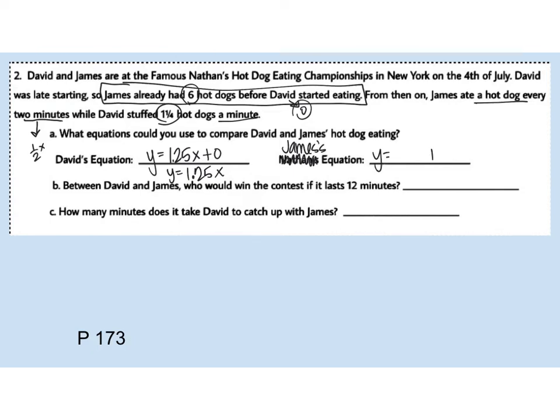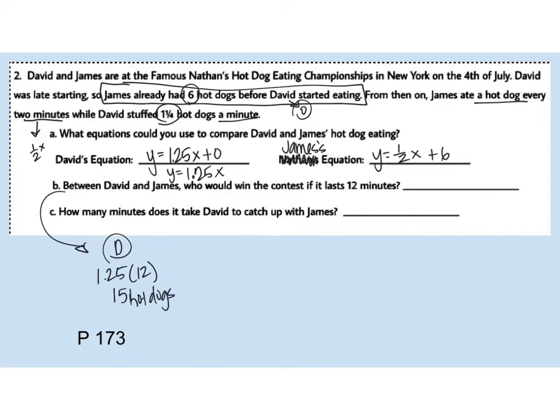James started at 6, and then he eats 1 every 2 minutes, or 1 for every 2 times the number of minutes. Between David and James, who would win the contest if it lasted 12 minutes? Well, the way that we solve that is we say that for David, it's 1.25 times 12 minutes, or I think that's 15 hot dogs. And this is assuming they keep the same pace.